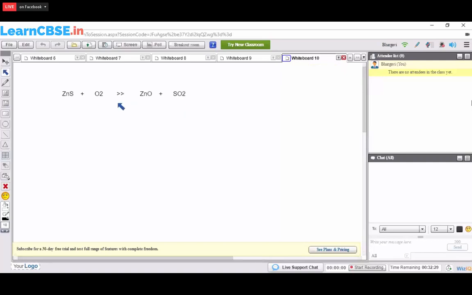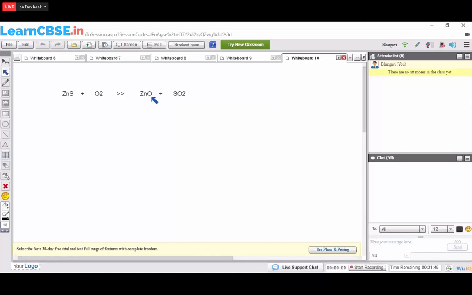Okay. Next one. ZnS, zinc sulfide, reacts with the oxygen, forms the zinc oxide plus SO2. So now we have to balance the equation. Okay, so here it is only 1 zinc. Here also it is only 1 zinc and 1 sulfur, and the product side also it is only 1 sulfur. Here it is 2 oxygen, and here it is 1 oxygen and the 2 oxygen, totally 3 oxygen atoms are there. So now we have to balance the oxygen first. Okay.